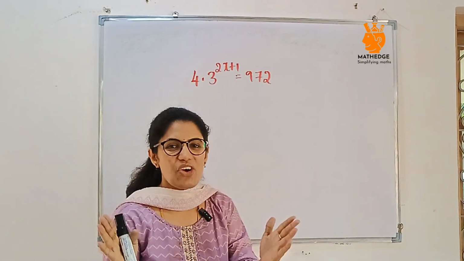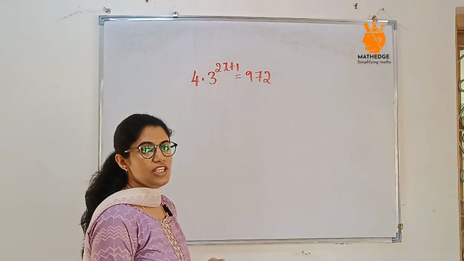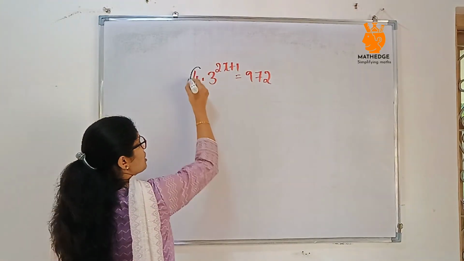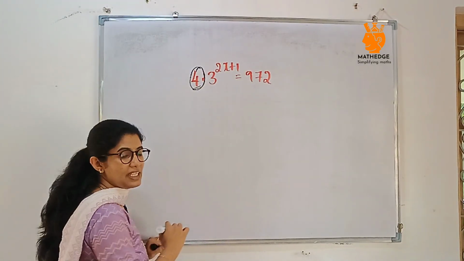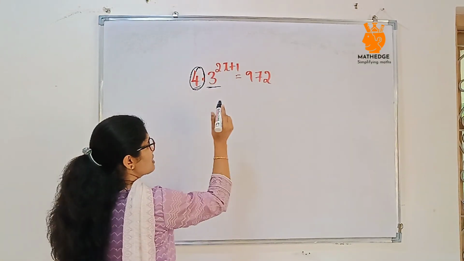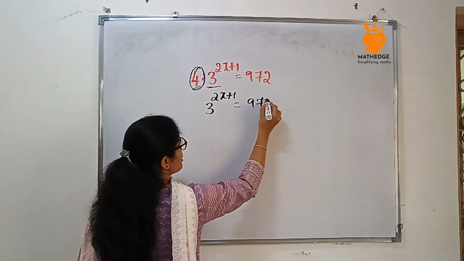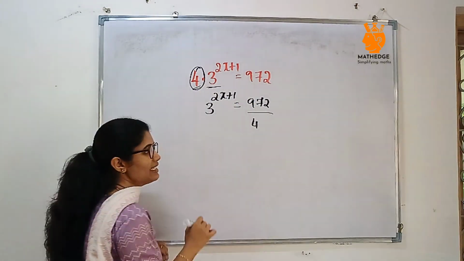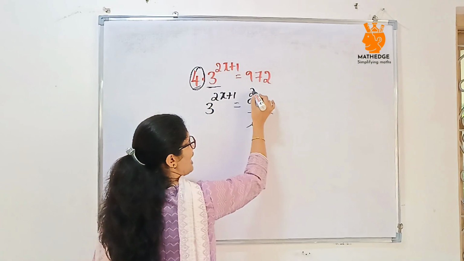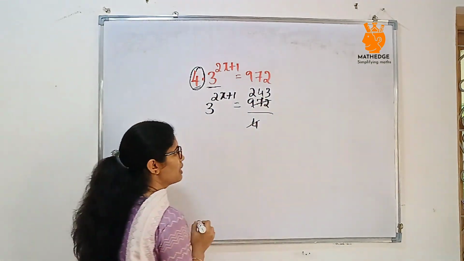Let's level up the equation. Solve for x: 4 times 3^(2x+1) is equal to 972, right? So if you have numbers like this, if you observe, this is in the form of multiplication. If you take the 4 to this side, it will come to the denominator, right? So write the exponent 3^(2x+1) as it is, and 972 over 4. And divide this: 4 twos are 8, 1 remains, 4 fours are 16, 1 remains, 4 threes are 12.